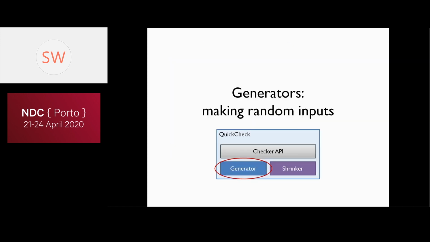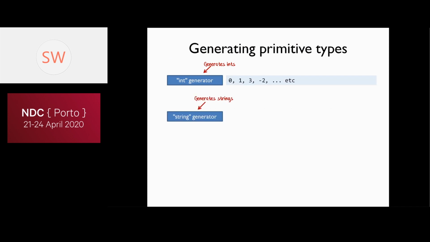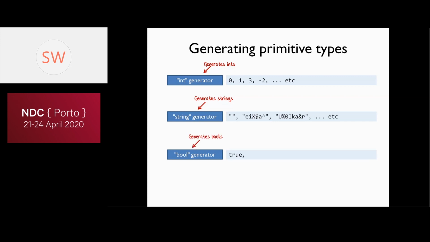Right, so let's look at how the generator works, because it's kind of interesting. First of all, there are generators for all the primitive types. There's an int generator, and there's a string generator, which is really useful because it generates random Unicode strings with non-printable characters and all sorts of weird things in them, which you might not normally think about if you're testing your strings. There's a Boolean generator, which just generates random Booleans, true and false. So those are the basic primitive generators.